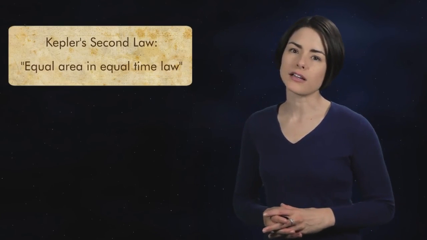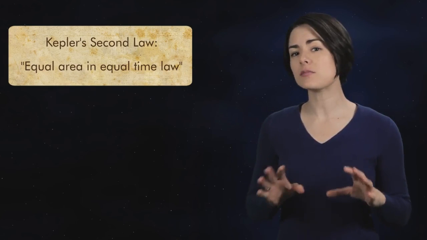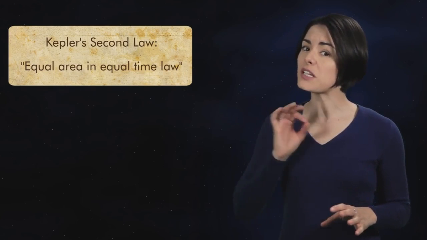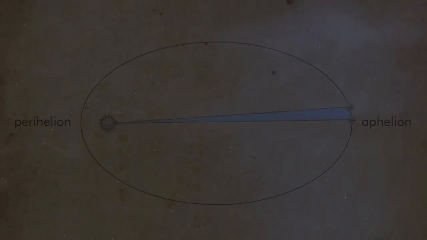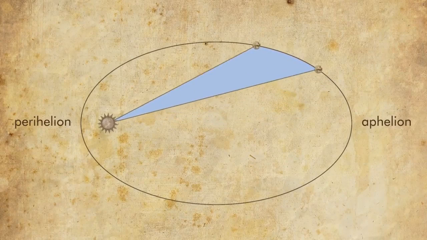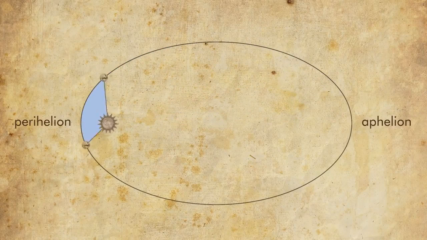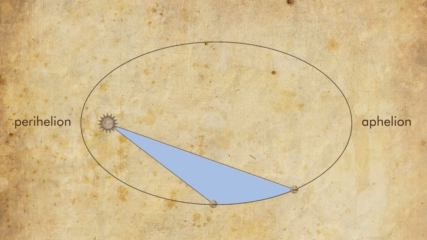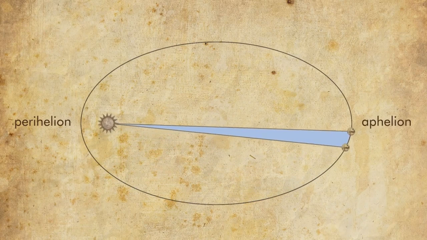What Kepler noticed was that this area is exactly the same no matter where in the orbit you are. This is often phrased as Kepler's equal area and equal time law, and this law works because Mars doesn't move at a constant velocity. It speeds up the closer it gets to the Sun. So if Mars is approaching perihelion, the point in the orbit nearest to the Sun, it's traveling faster than if it's at aphelion, the point that's farthest away.